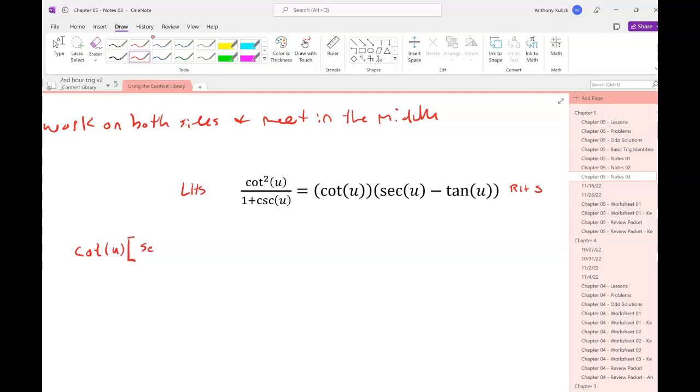But I would say they're equally as complicated. So if we're starting with the right-hand side here, is there anything algebraic to do? Should be something obvious, right? Yeah, I can just distribute the cotangent.